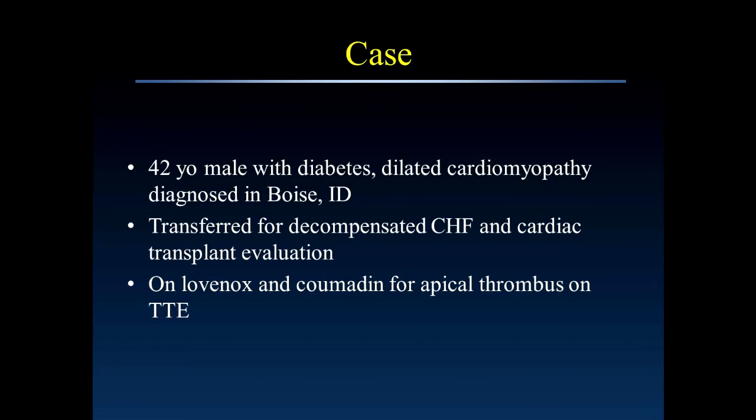This is a case of a 42-year-old male with diabetes and dilated cardiomyopathy that was diagnosed in Boise, and he was transferred to our hospital for decompensated heart failure and to get a cardiac transplant evaluation. He was on Lovenox, which was transitioned to Coumadin for an apical thrombus that was identified on his transthoracic echocardiogram at the outside hospital.